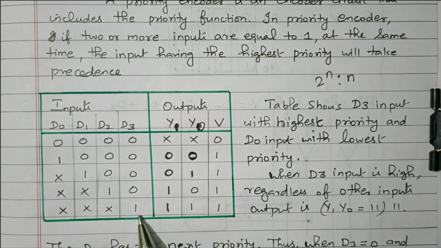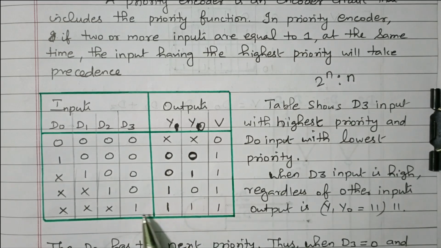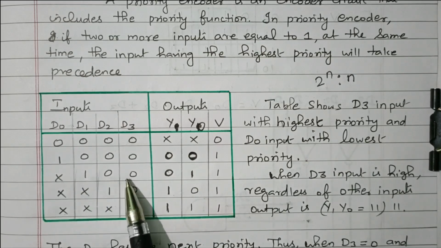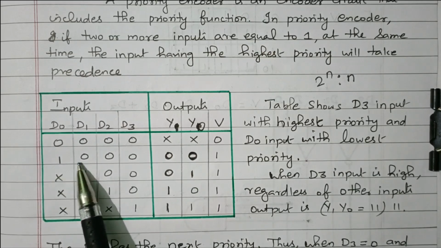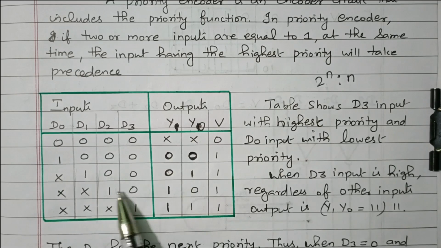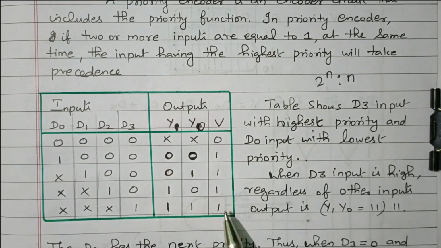So the highest priority is given to D3. If D3 is 1, we will get 1, 1. If D2 is 1 but D3 is 0, we will get 1, 0. If D1 is 1 and D2, D3 are 0, we will get 0, 1. If D0 is 1 and the other terms are 0, we will get 0, 0. So in all these cases, a minimum of one 1 is available, so the verification output is 1.